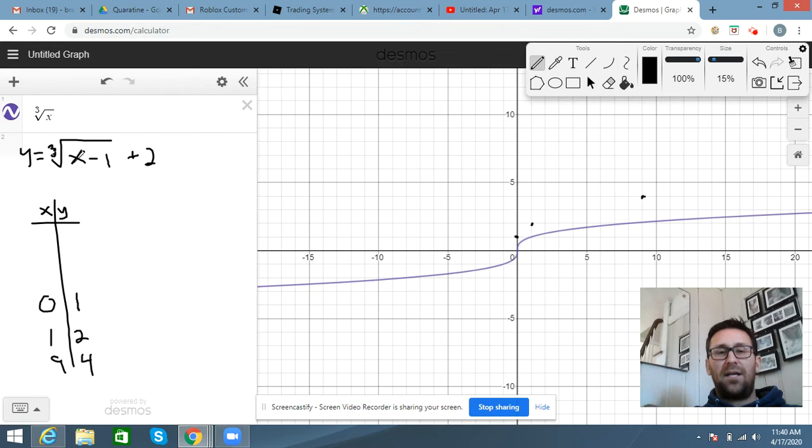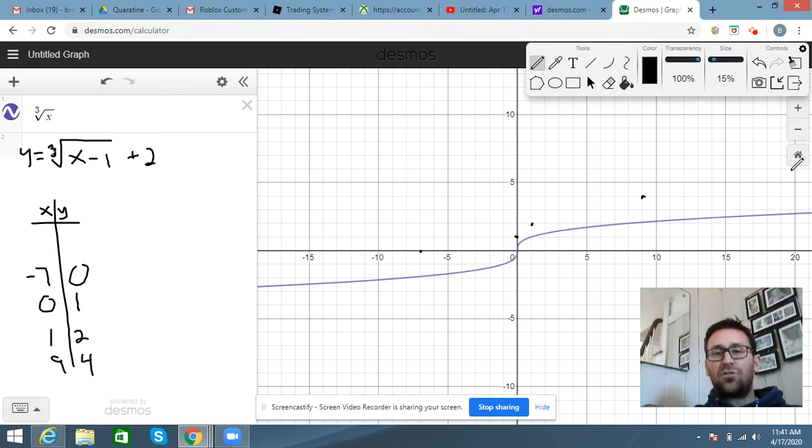And then we need some negative numbers. Okay. So if I plug in negative 1, that's not going to work out so well for me. It's going to give me a decimal because it's cubed root of negative 2. Okay. So what I want to try to get is negative 8. So to do that, if I plug in negative 7, negative 7 minus 1 is negative 8. The cubed root of negative 8 is negative 2. Negative 2 plus 2 is 0. So negative 7, comma 0.